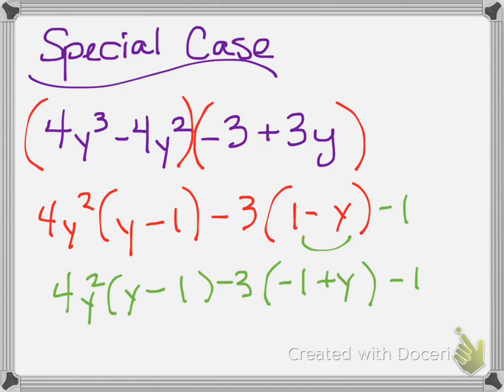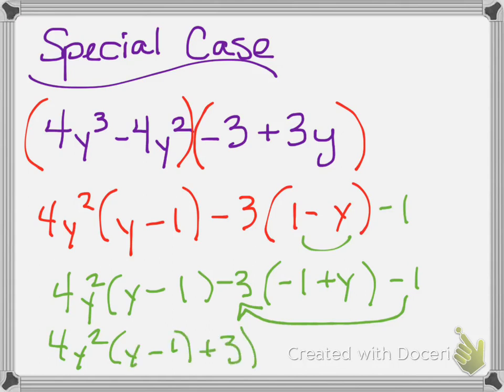Now, we're going to take that negative 1 and multiply it by this negative 3 over here. So that minus 3 is going to change into a plus 3. So now I have 4y squared, y minus 1, plus 3.